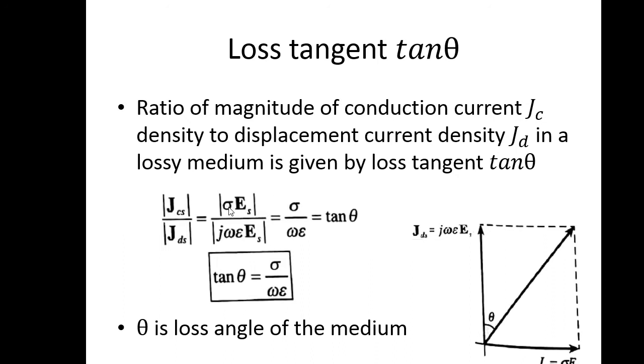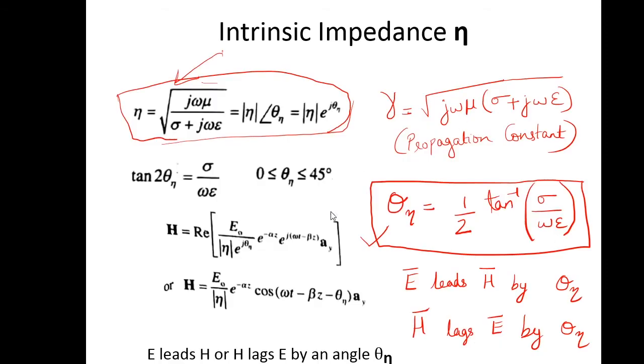I think you have learned it in SSD. J is equal to sigma E. So conduction current density is given by sigma E and displacement current density is given by j omega epsilon E. And E in phasor form you write as Es. So on dividing you get sigma divided by omega epsilon, because j, when you take the magnitude, will go out. So sigma by omega epsilon is equal to tan theta, and this tan theta is called Loss tangent.